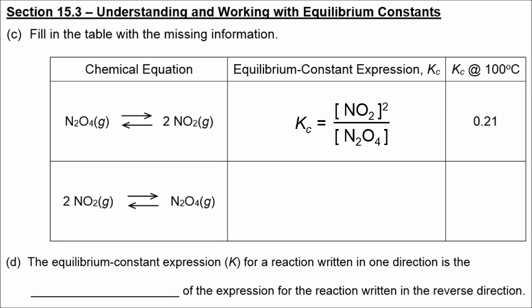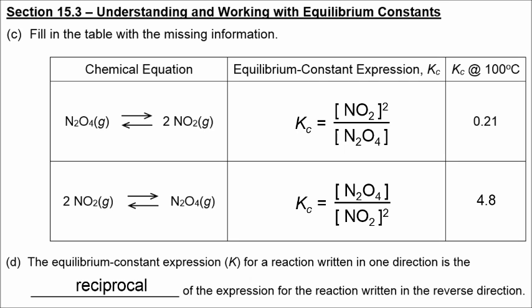If you write the reaction in the reverse direction, now you have concentration of N2O4 divided by concentration of NO2 squared. So what's the value of Kc going to be? It's going to be the reciprocal of 0.21. So we get 4.8. If you flip a reaction by writing it in the other direction, then the equilibrium expression would be the reciprocal of the original.